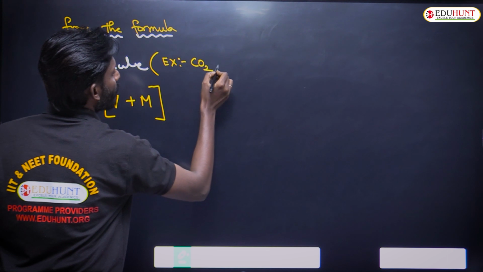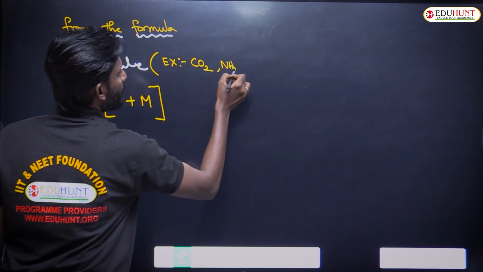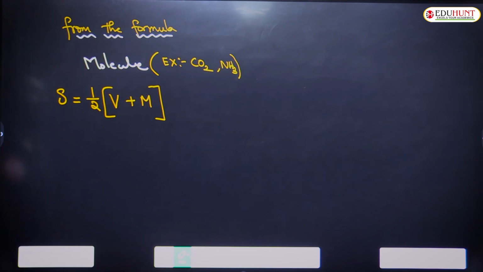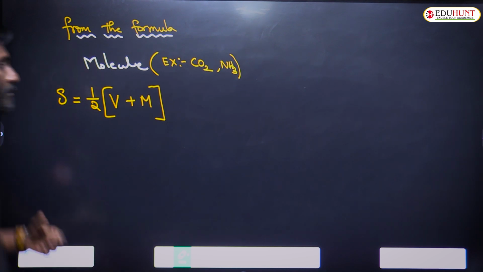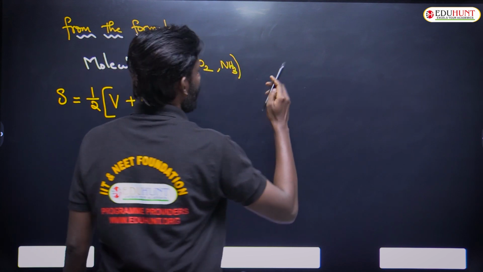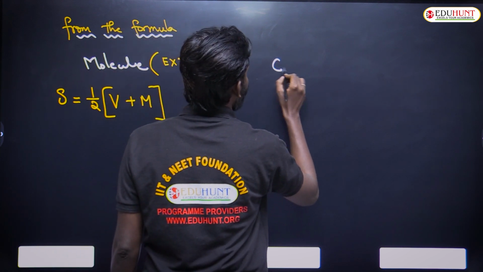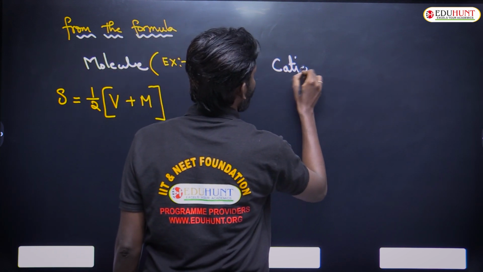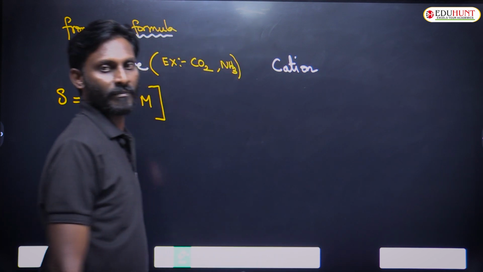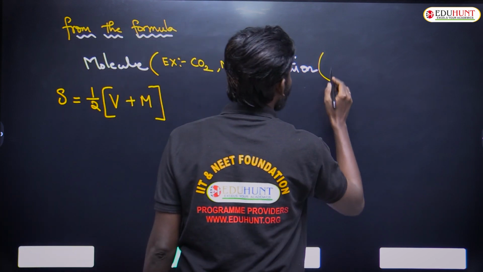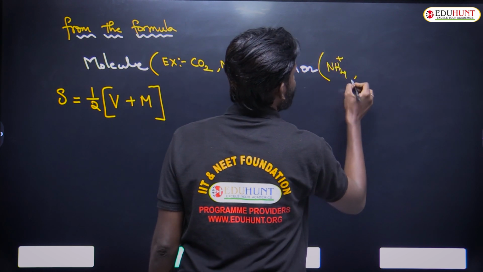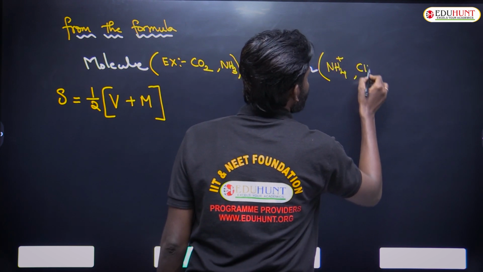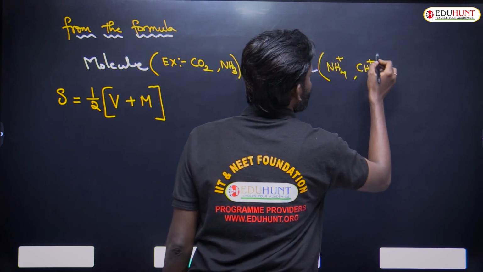Chemical species without charge. This is the example: CO2 molecule, NH3 molecule, H2O molecule, like that. Okay? Now, if it is an ion, an ion can be a cation or anion. Cation with a positive charge. Example: NH4 plus, CH3 plus, like that.